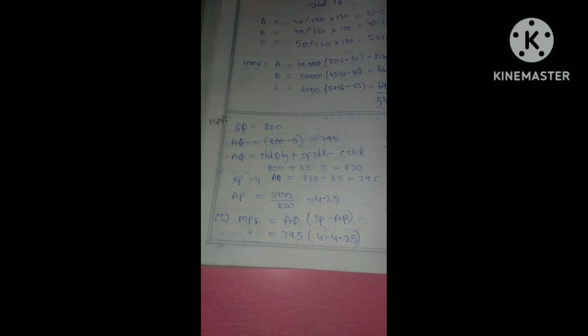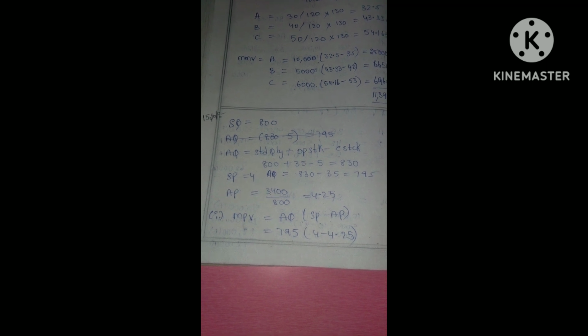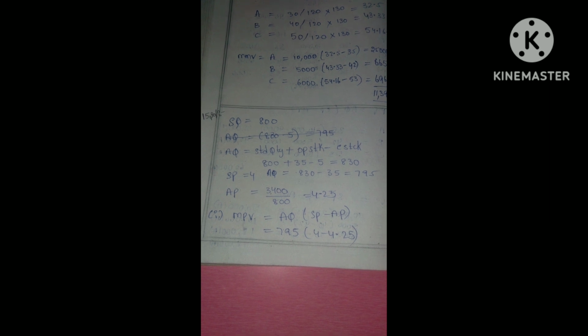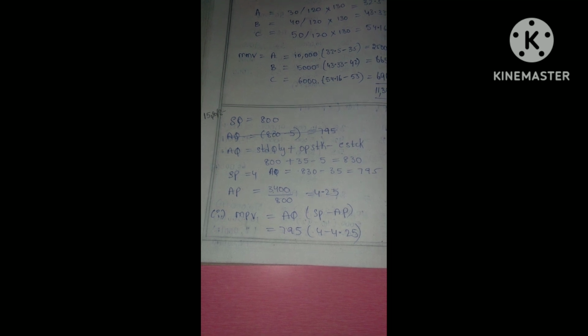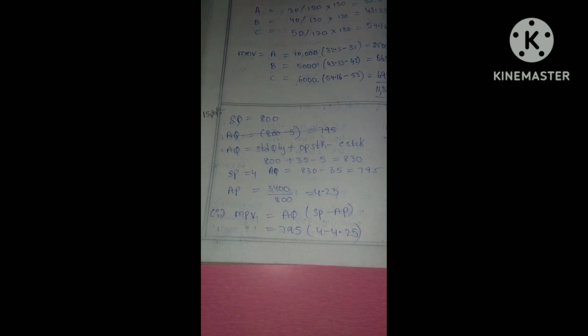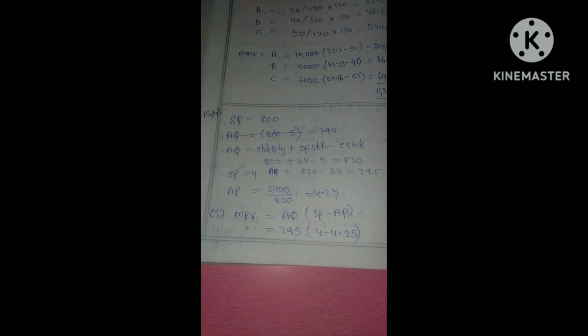Okay guys, now let us see the problem. So standard quantity is 800. We have to find out the actual quantity. How to find it? There is a simple step: the standard quantity plus opening stock minus closing stock. So 800 plus 35 minus 5, we will get 830. Then subtract the opening stock, that is 830 minus 35, we will get 795. So that is the actual quantity.